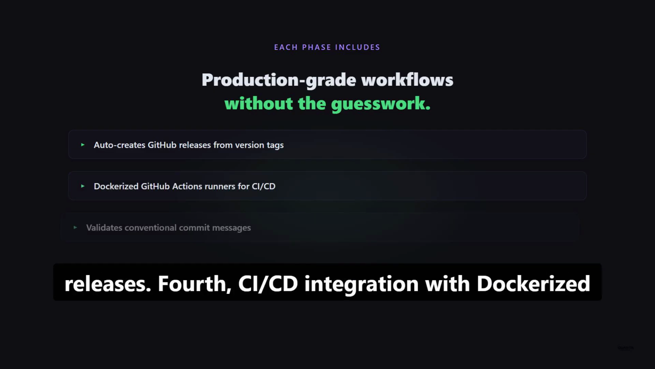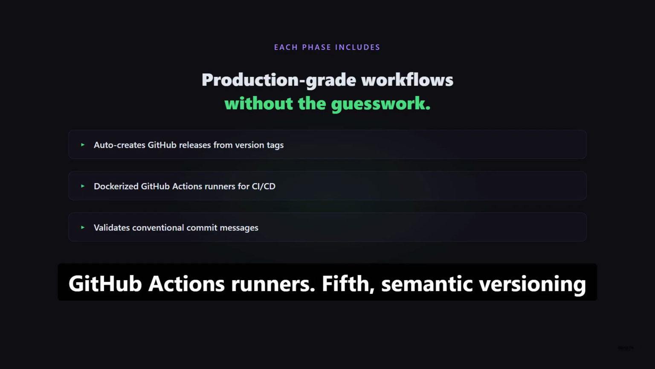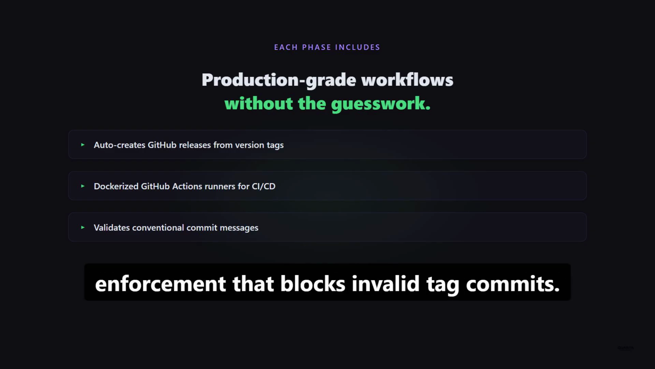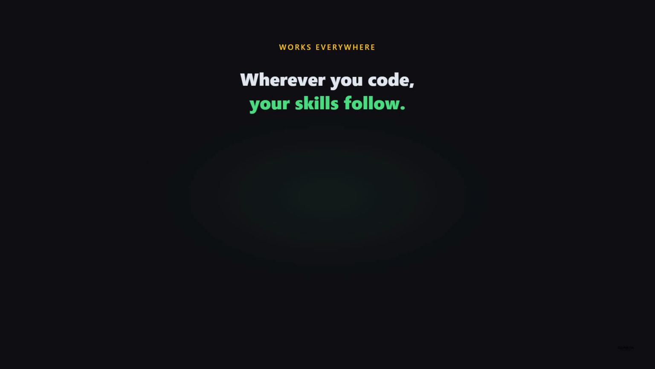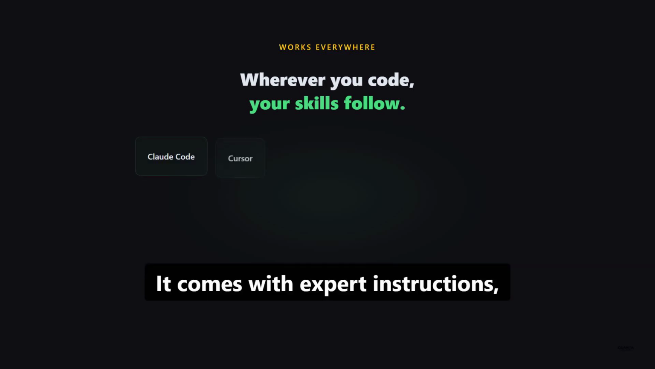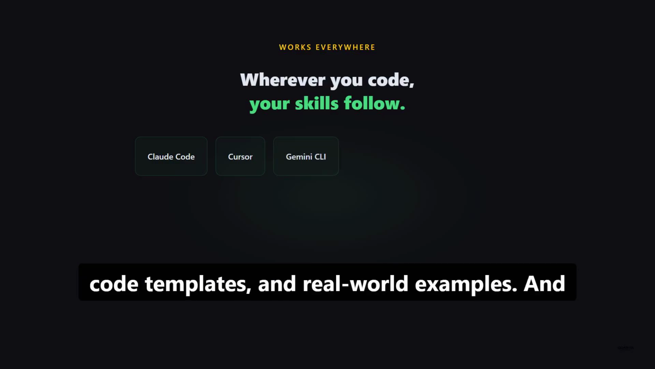Fourth, CI/CD integration with Dockerized GitHub Actions runners. Fifth, semantic versioning enforcement that blocks invalid tag commits. It comes with expert instructions, code templates, and real-world examples.